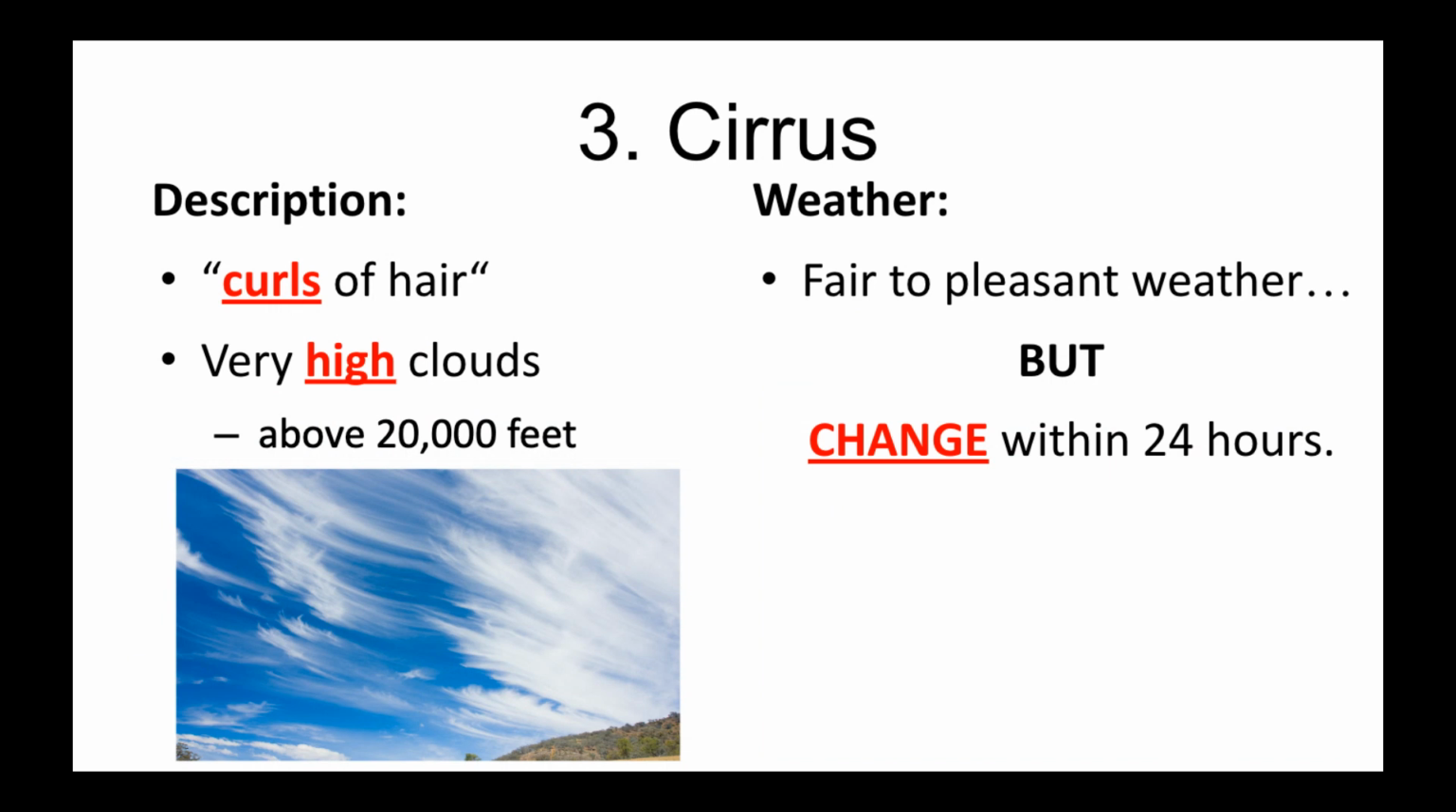Third type of cloud is cirrus. Cirrus look like curls of hair, eyelashes, feathers. They're very, very high up, and they're made of ice crystals, and they indicate that we have fair or pleasant weather. But typically when we see cirrus clouds, we know that some sort of change in the weather will be coming within the next day or so.